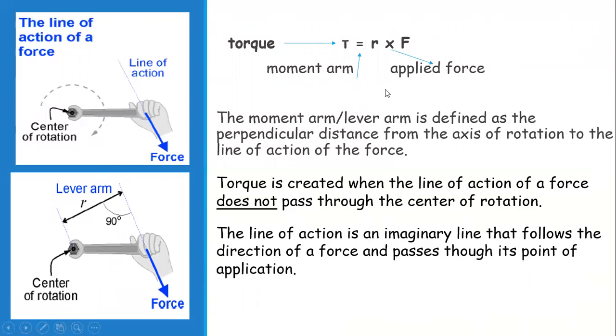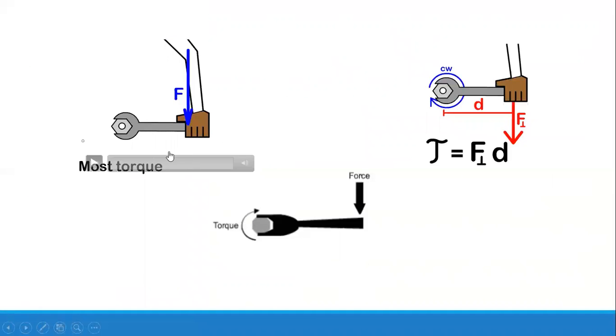So we have learned that moment arm is the perpendicular distance from the axis of rotation to the line of action of force, and F is the applied force. In this case, the force is applied by hand to fasten a nut. Now you can see that this is the force, this is the direction of force. The distance from this point to this point is the moment arm. Now this is the axis of rotation.